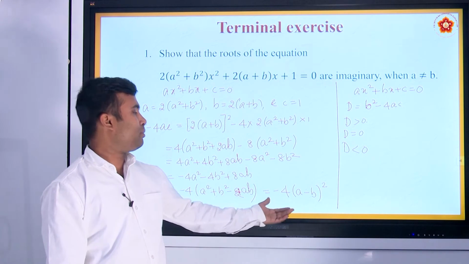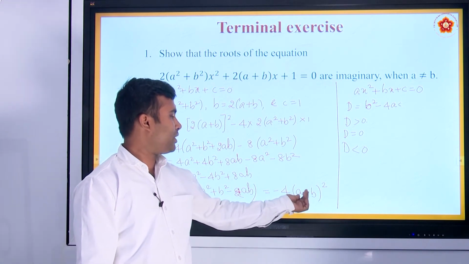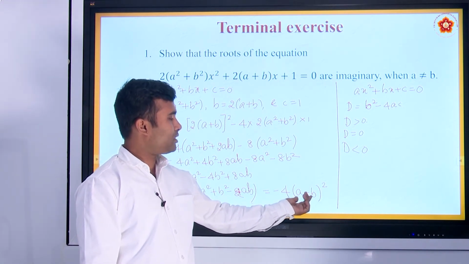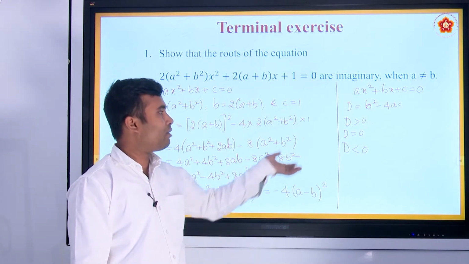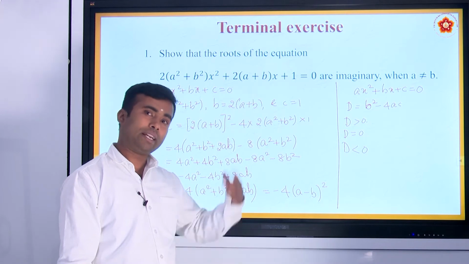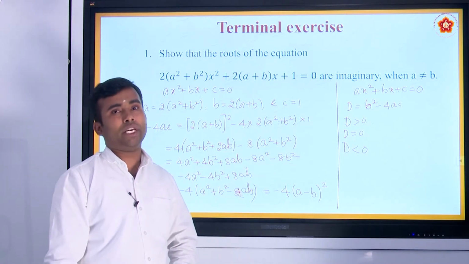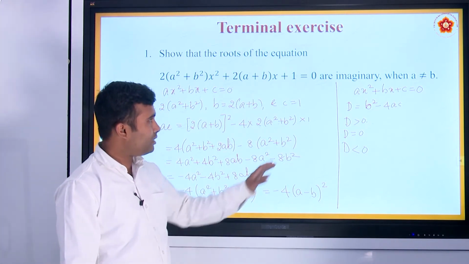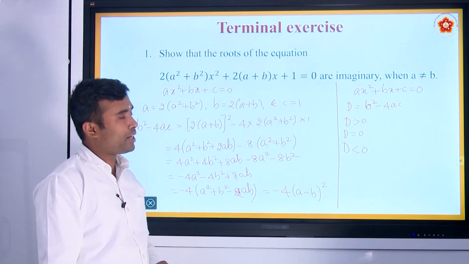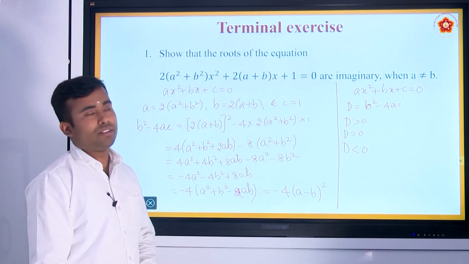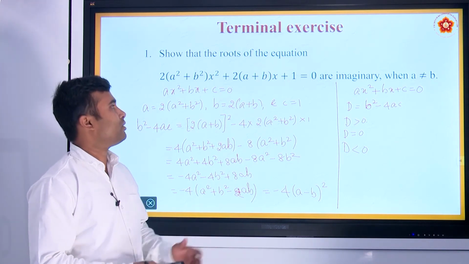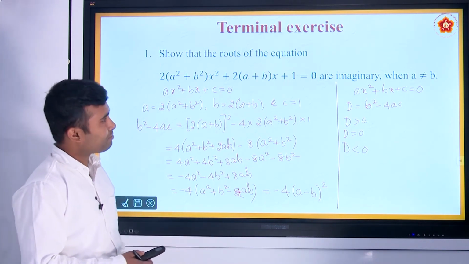If a is equal to b, what happens? This term becomes 0, and 0 into this will be 0. You will have the discriminant equal to 0. In that case, the roots will be equal. But here, with the condition that a is not equal to b, we can say that the roots are imaginary. That's how we can show the given roots are imaginary.